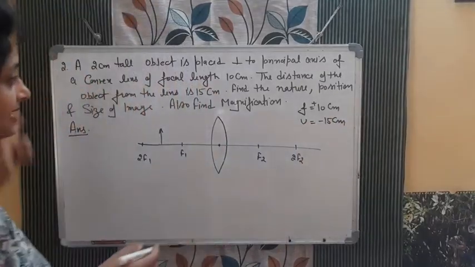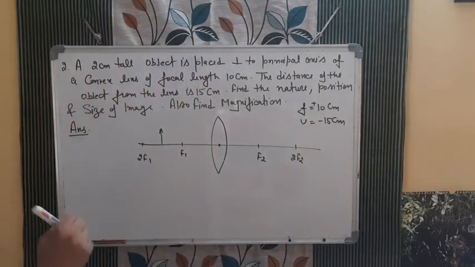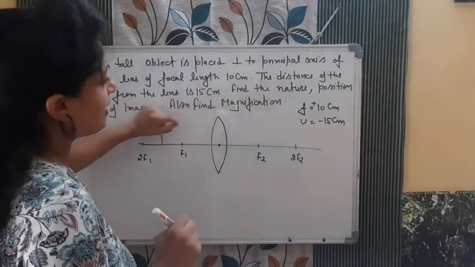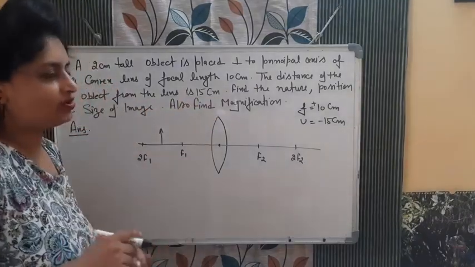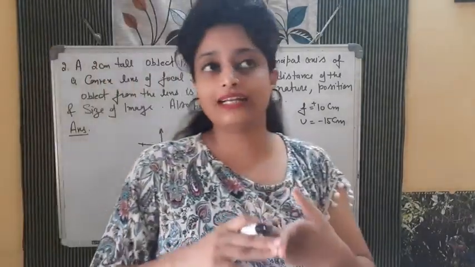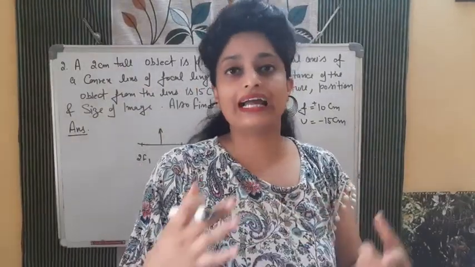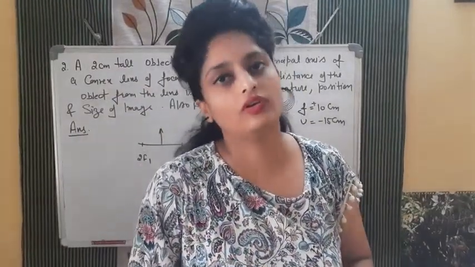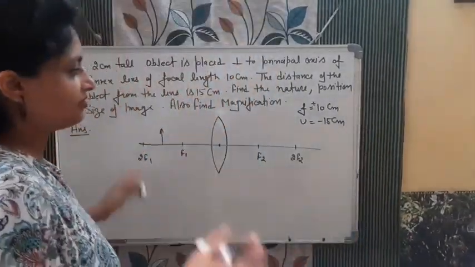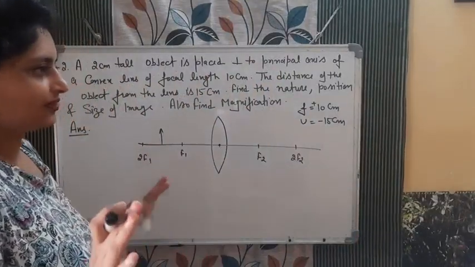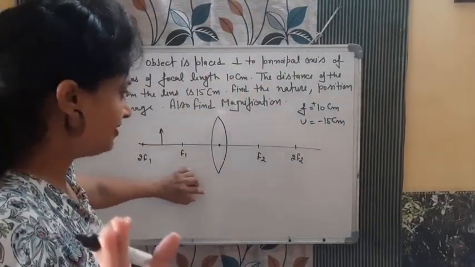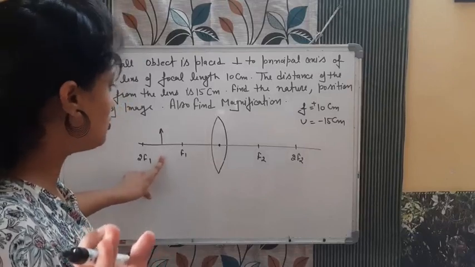Question is saying nature, position and size of the image. Also find the magnification. It means we need to calculate the V, we need to calculate the M, and we need to tell about the height of image in comparison of the height of object. So how we will calculate? First thing, very simple, go through the lens formula. See, if we will not apply lens formula, then with the diagram also we can tell.